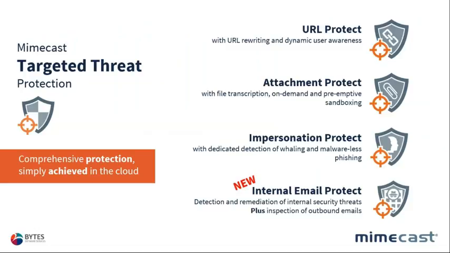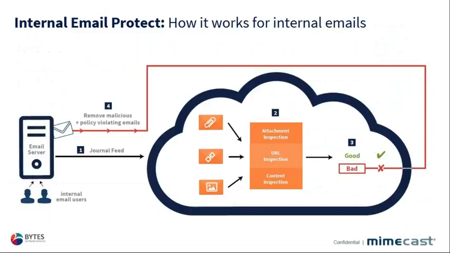When we talk about policies, we offer a suite of things. We also do archiving. We also do continuity services with 100% SLA on availability for email. But the main conversation point here today is the security. We offer URL protection. We offer attachment protection. We offer impersonation protection. And new to the market, launched just this month, is the very first cloud-based internal email protection. And this is where we're monitoring what people are doing from an internal perspective, whether they're a known compromised user or a bad actor, we can also do this.